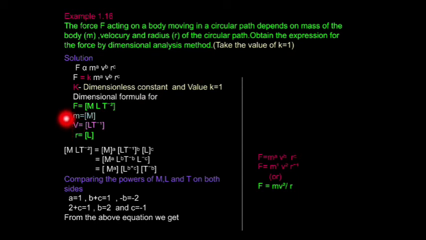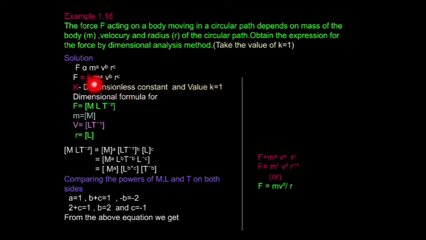See the solution. Here the given force, that is the force acting on the body in the circular path, F is directly proportional to mass of the body m power a, then velocity of the object v power b, and radius of the path r power c. Then we remove the proportionality, introducing the equal sign, and automatically we put one constant term, k. That k is called the dimensional constant. Its value is 1, k is equal to 1.